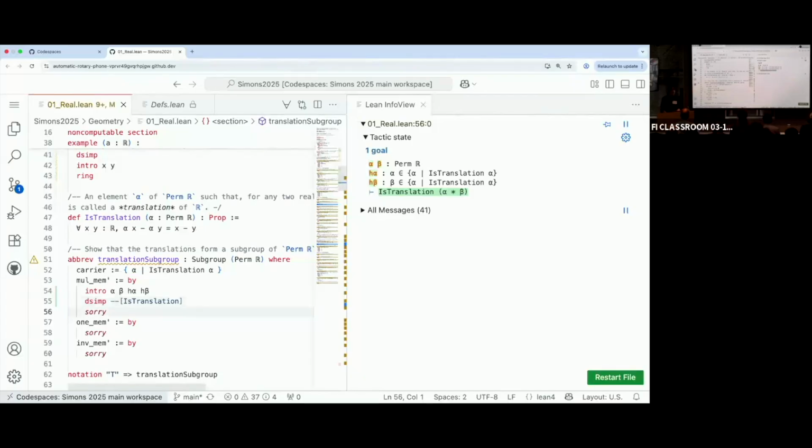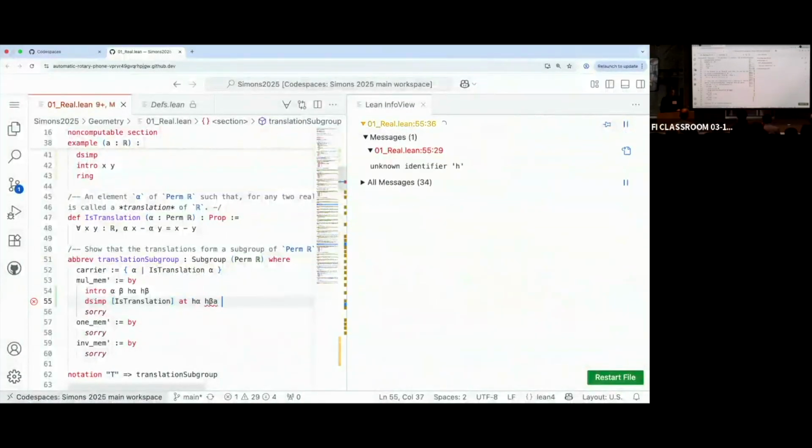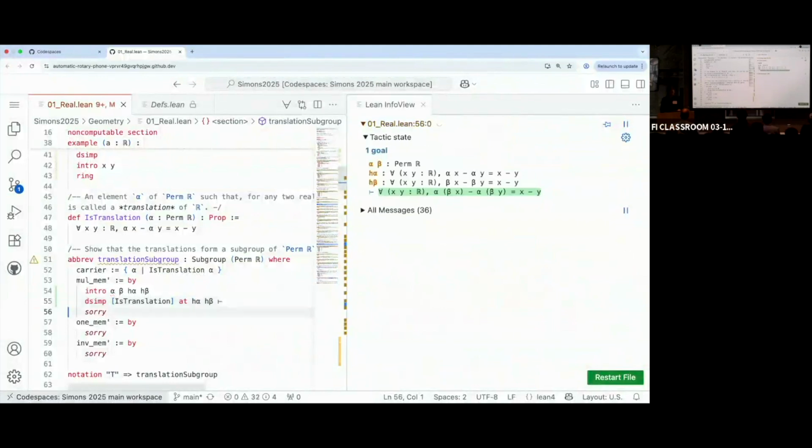And now probably is a good time to do all that desimping. But since things have moved around, if I type desimp, it only attacks the goal. I want it to attack these two hypotheses, so I can specify that I want it to desimp in all of the different places. This syntax says apply that simplification both at H alpha and H beta and in the goal. Now this is starting to look kind of promising. I have two known facts, one about alpha, one about beta. I want to show a fact about the goal.